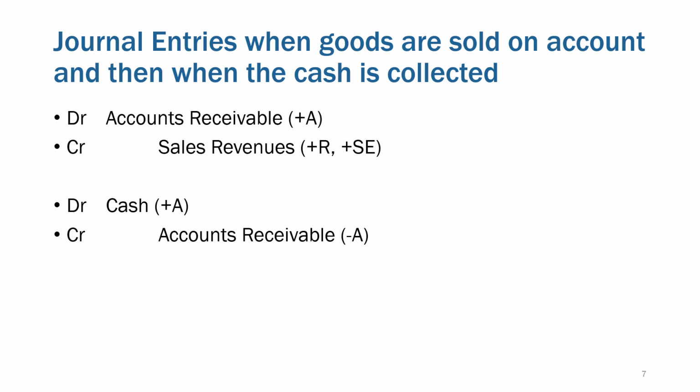So in that first entry, assets went up, as did shareholders' equity. In that second entry, assets didn't change because they went up and down. And liabilities and equity didn't change either.